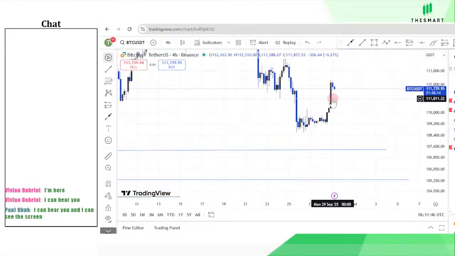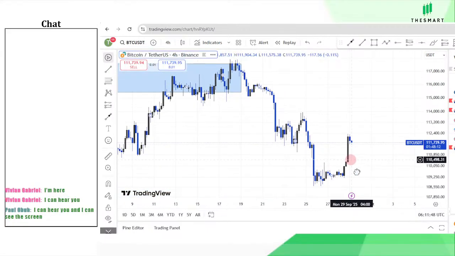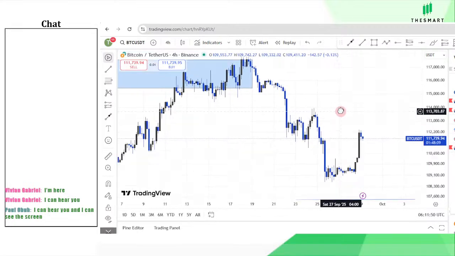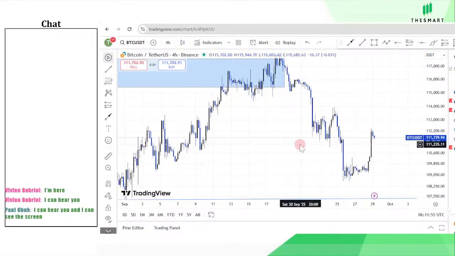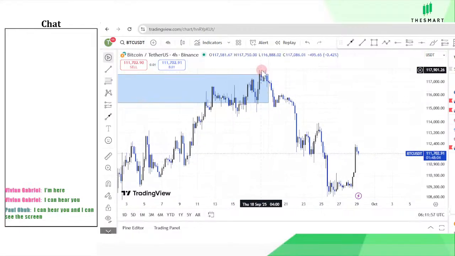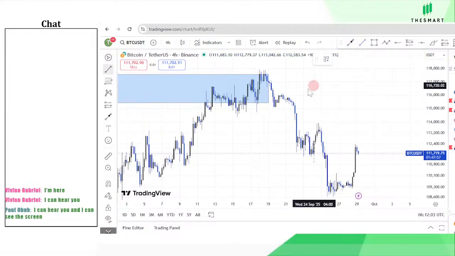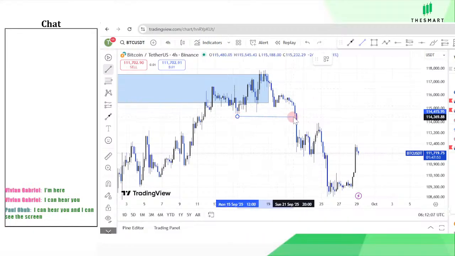So here on the 4 hours, let's look at the 4 hours price action. This was the last high on the 4 hours after price mitigated daily supply. So at this point, it was a change of character on the 4 hours.